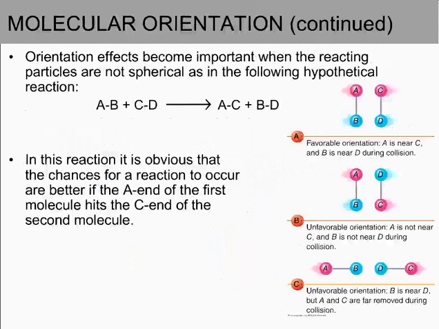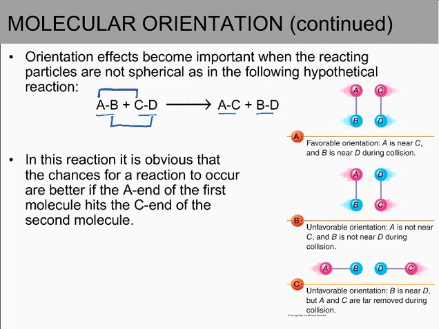Now, orientation effects do become important when the reacting particles are not spherical, as in the following hypothetical reaction. So in this reaction, we have molecules A, B, and C, D. And in the end, we're trying to form AC and BD. So what we want to happen is for A to line up with C, and we want B to line up with D so that they can interact and form our products.